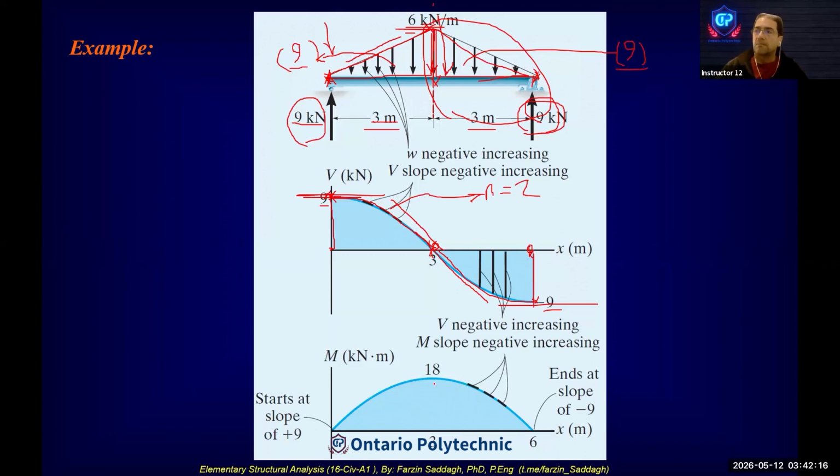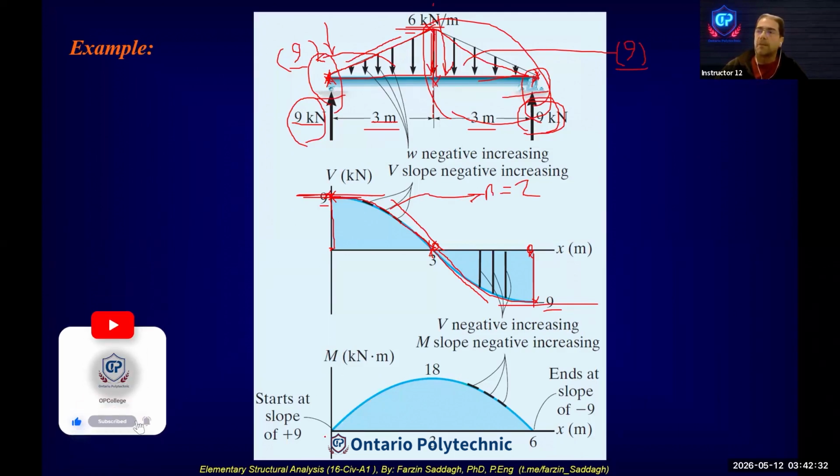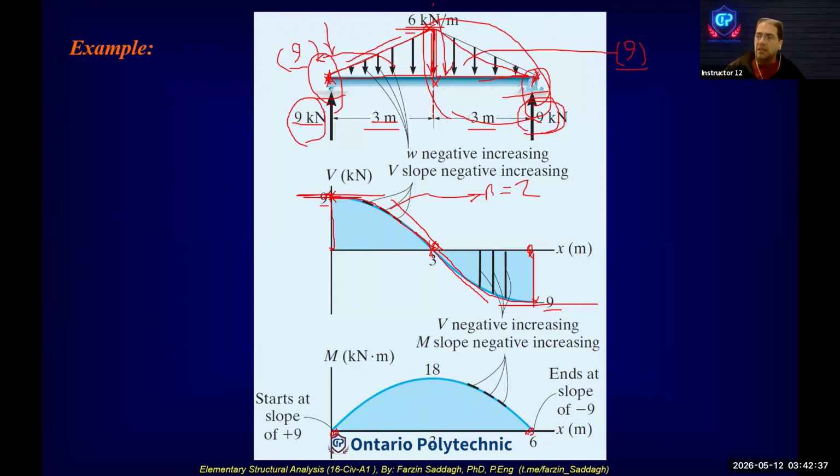For moment, for this beam, at the beginning and at the end it is 0 because we have a roller and a joint support. So starting from 0 and ending at 0, at the middle we have something, but the difference between this middle and the beginning is this area.